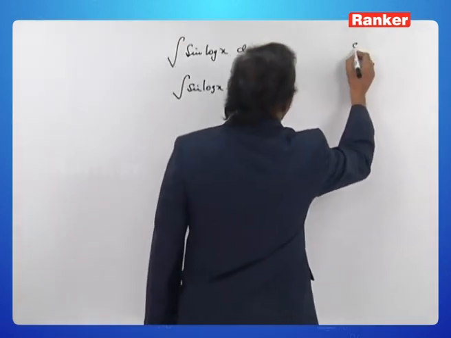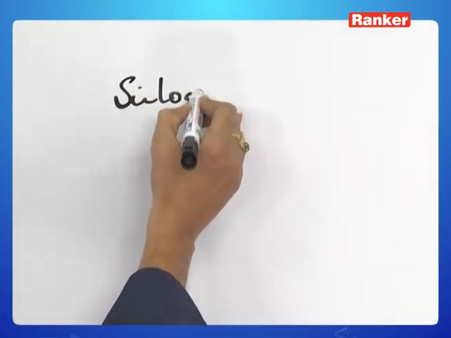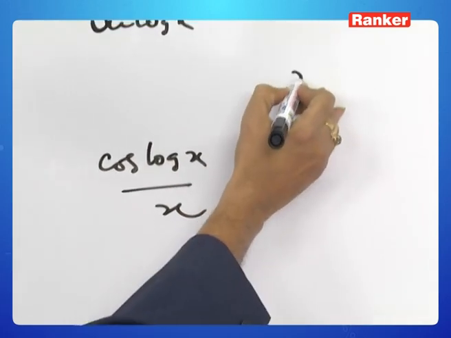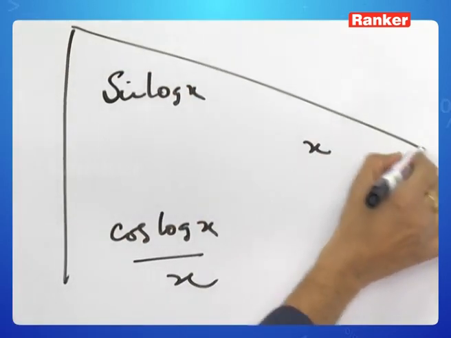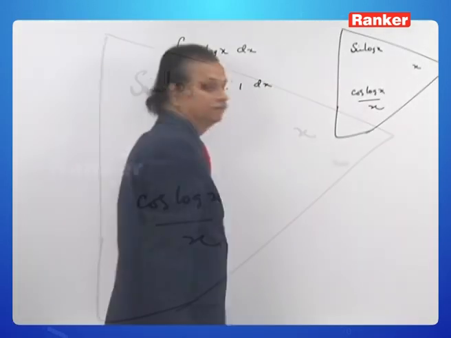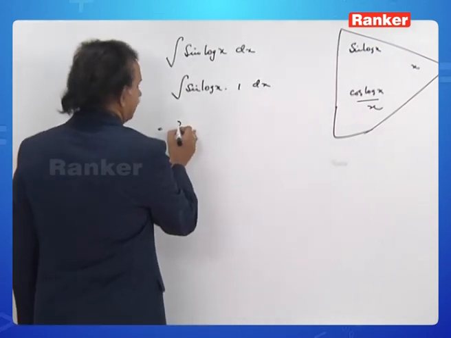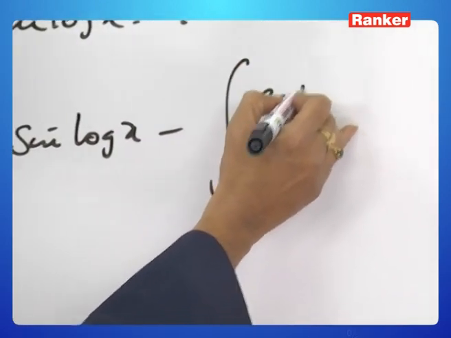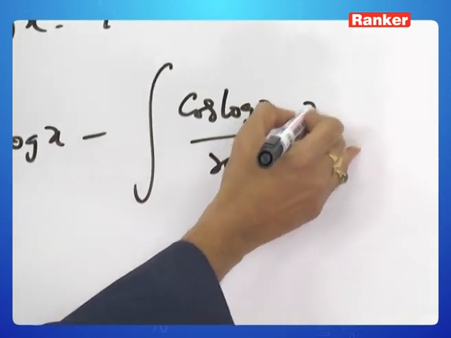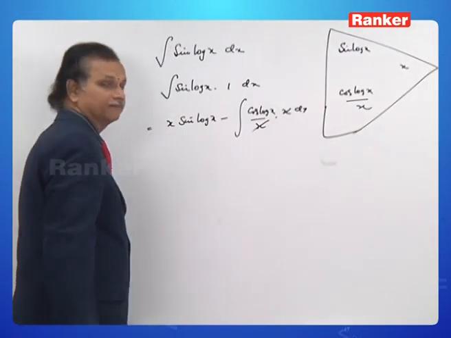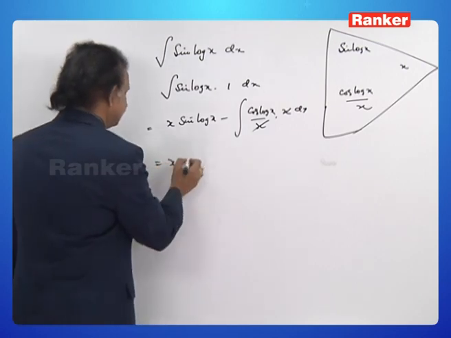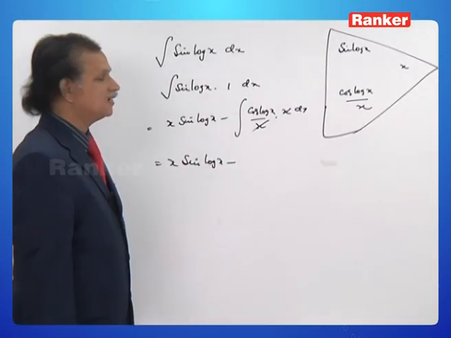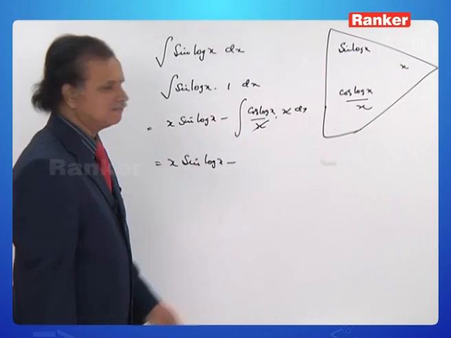What is that? Sin log x, cos log x by x, x. So it is x sin log x minus integral of cos log x by x into x. Again, x sin log x minus integral of cos log x as before into 1.